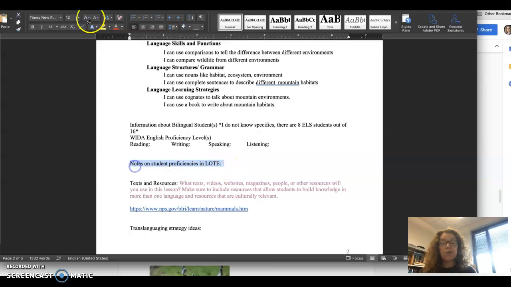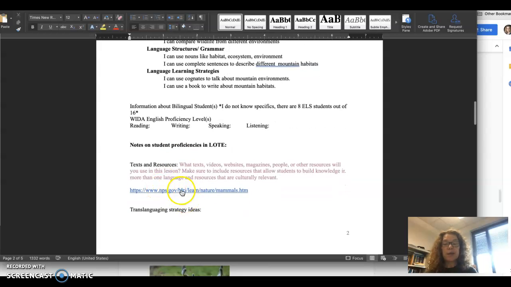And then here you need to include what you've observed with regards to their proficiency in Spanish. The reason why is because if you have students who are at an entering level in reading in English but can read in Spanish, then you need to be providing them with a text about what they're doing in Spanish so that they can still engage in the lesson at the same level as everybody else. So you have a nice website that you picked out.